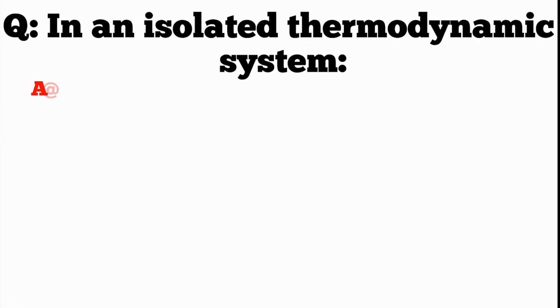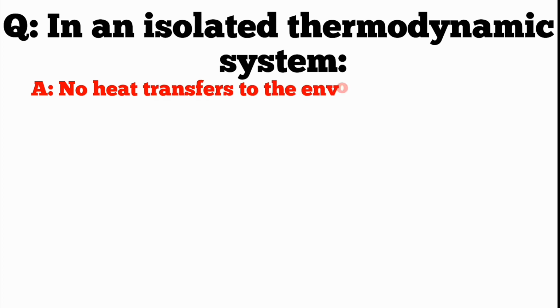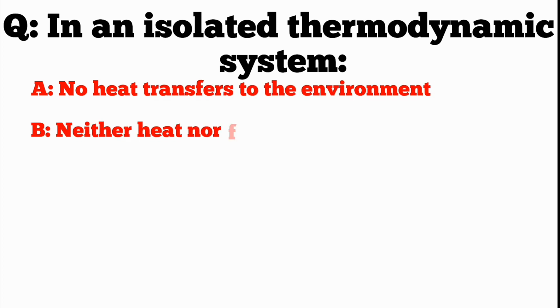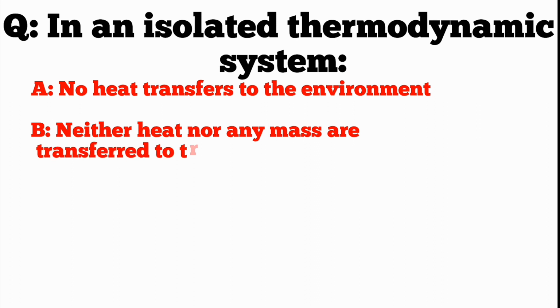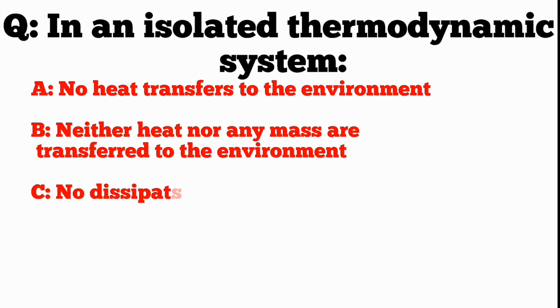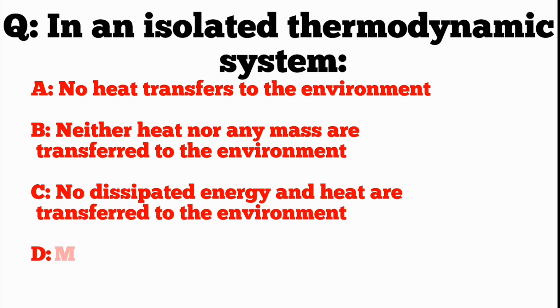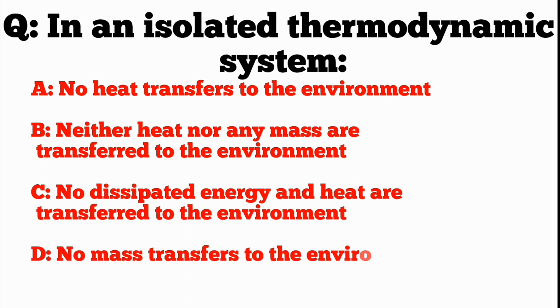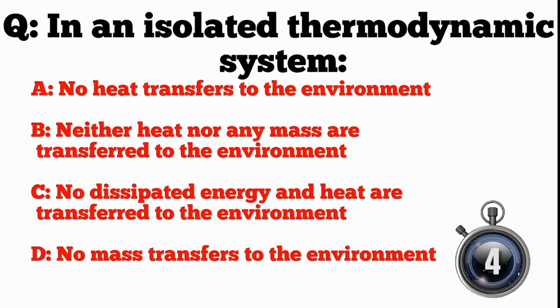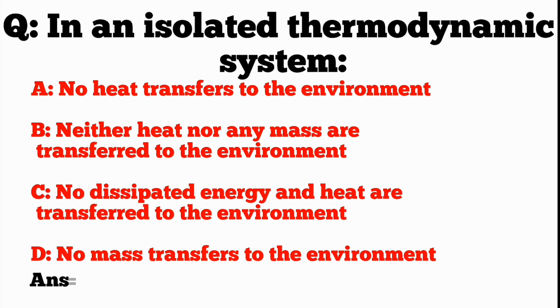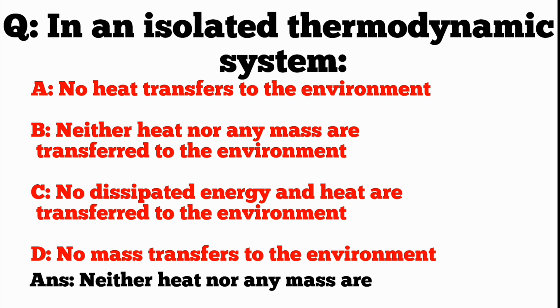Q. In an isolated thermodynamic system, A. No heat transfers to the environment. B. Neither heat nor any mass are transferred to the environment. C. No dissipated energy and heat are transferred to the environment. D. No mass transfers to the environment. Ans. Neither heat nor any mass are transferred to the environment.